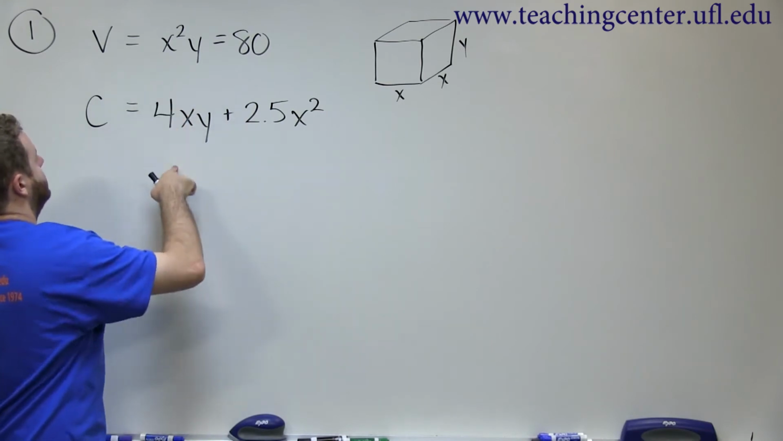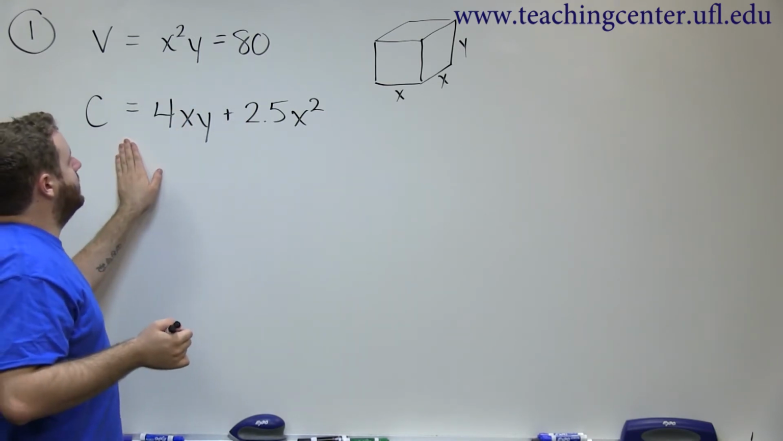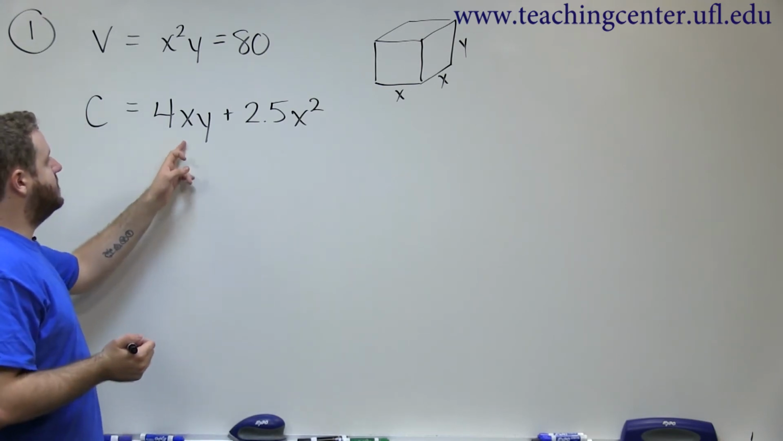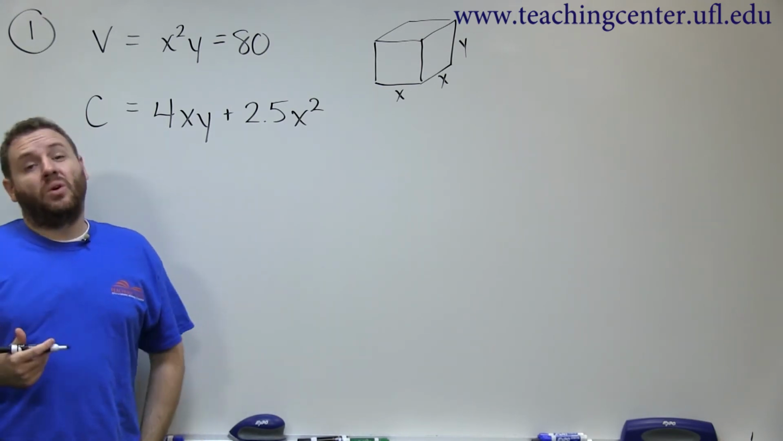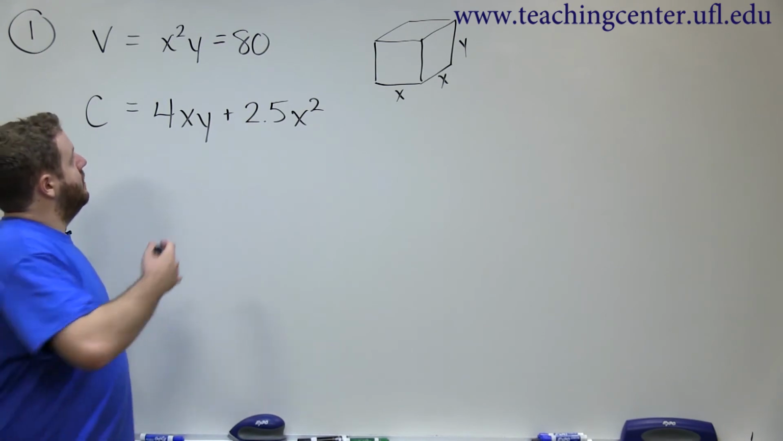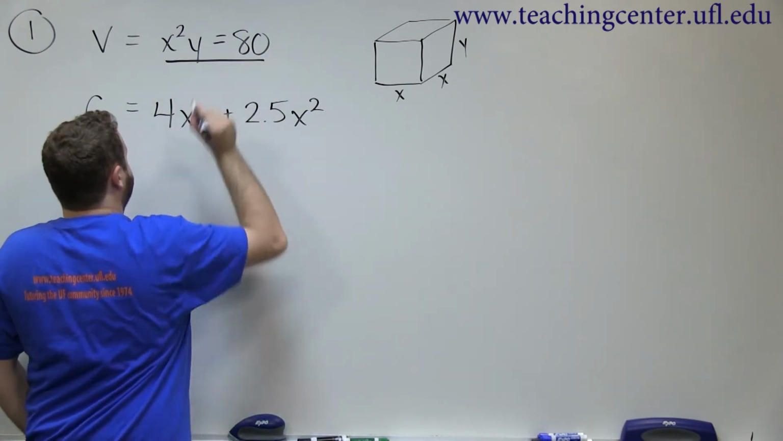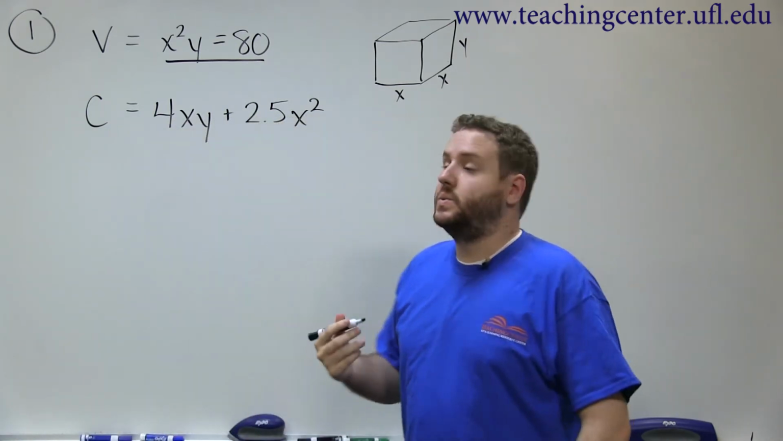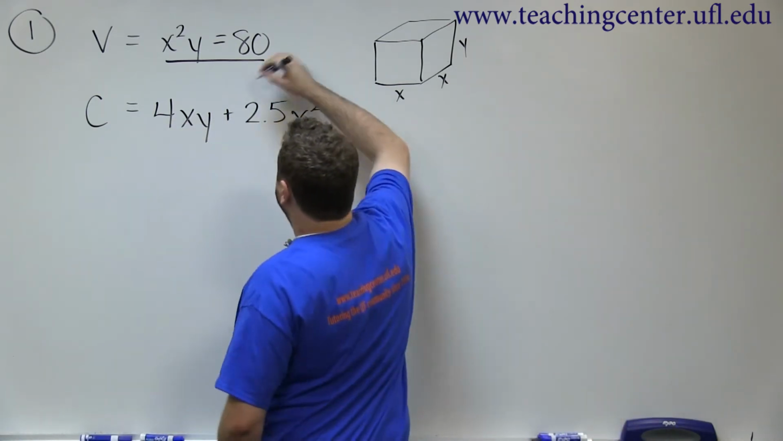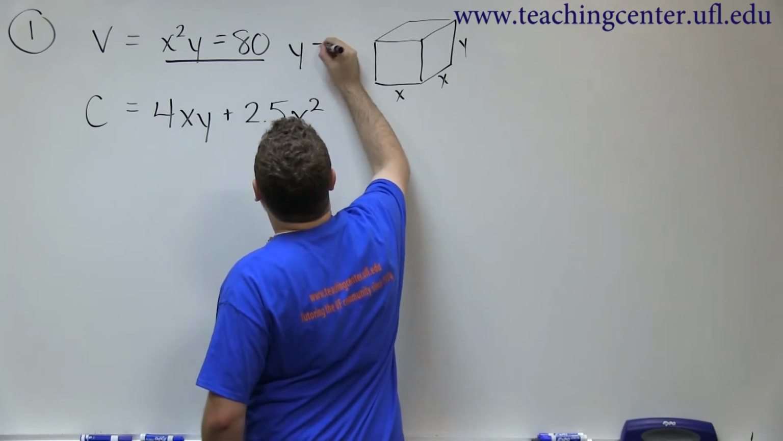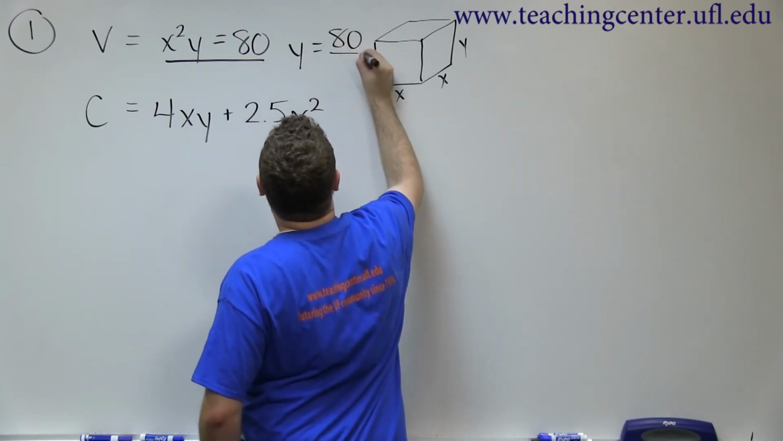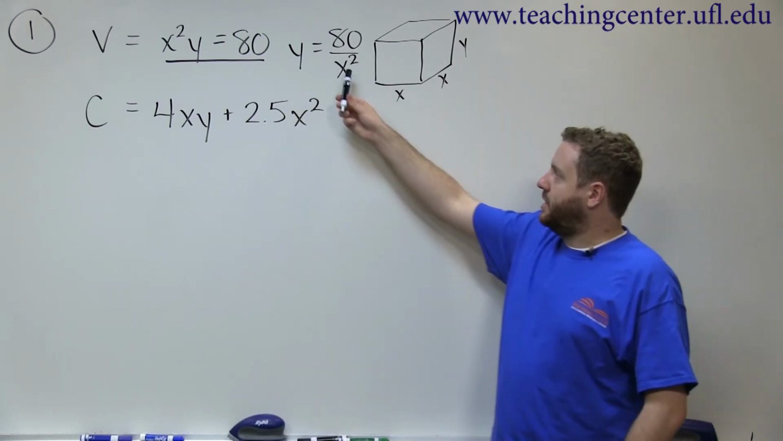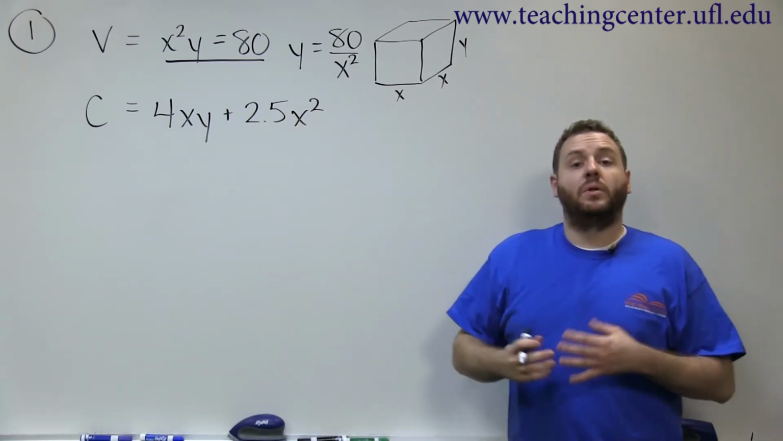So here's our volume equation. Here's our cost equation. We're trying to minimize cost, so we're going to have to take the derivative of this and set it equal to 0. The problem is that we have two variables, x and y. We need it to be in one variable to really do that. But that's where we can use this that I've underlined. The volume is x squared y, and we know that's equal to 80, so we can make an easy substitution. If we divide over by x squared, we can see that y is equal to 80 divided by x squared. We're going to use that to sub in here, and then we'll only have one variable.